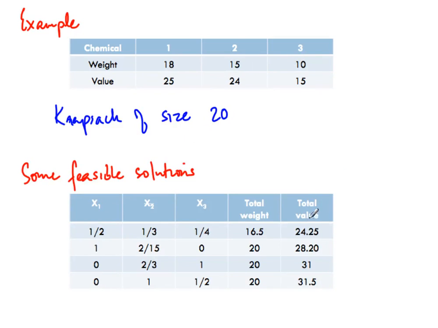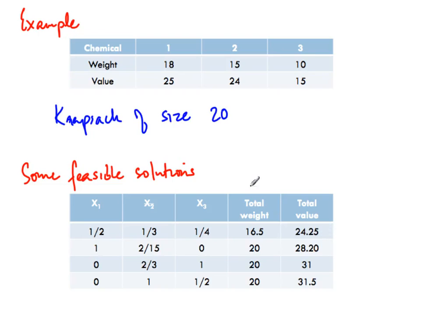So here are some feasible solutions, right? So I can take half of the first one. So I take 9 units of this, I take 1/3 of this, I take 5 units of this, and I take 1/4 of this, I take 2.5 units of this. Actually, my total weight is well under my capacity of 20, it's only 16.5. And if I add up half of 25 plus 1/3 of 24 plus 1/4 of 15, I get 24.25.